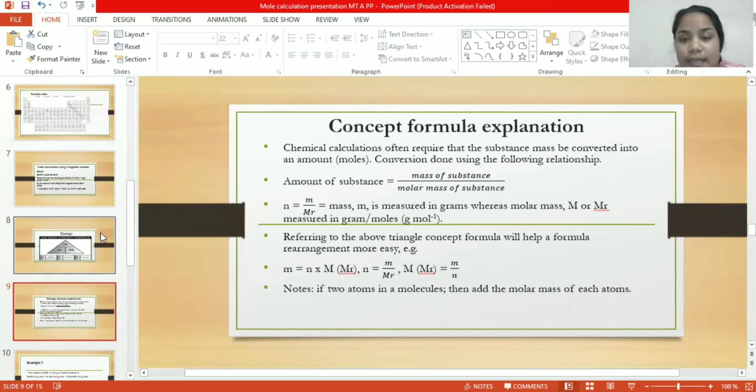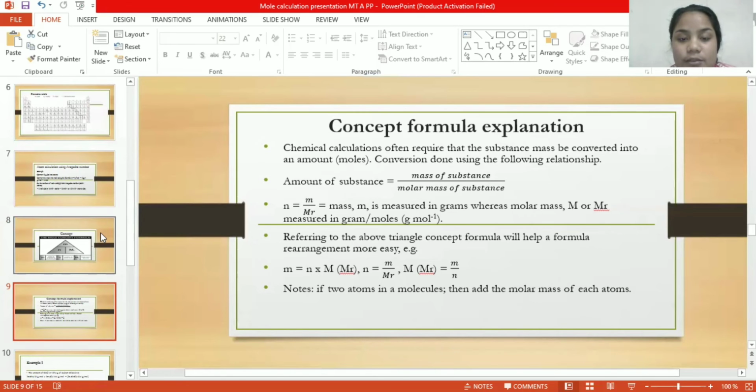So, concept formula explanation. Chemical calculations often require that the substance's mass be converted into an amount, or mole. The conversion uses the following relationship. In order to find the amount of mole, or the amount of substance, you have to divide the mass of the substance by the molar mass of the substance. So n is equal to m divided by Mr.